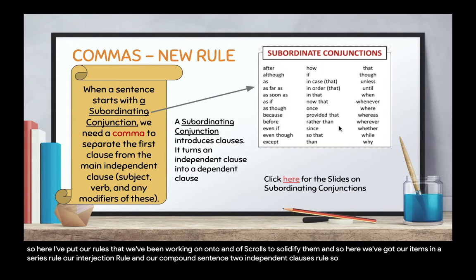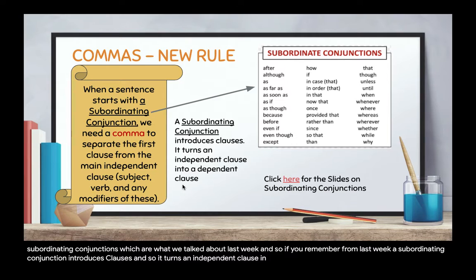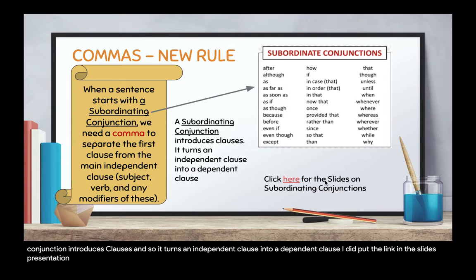So now our new rule is about subordinating conjunctions, which are what we talked about last week. And so if you remember from last week, a subordinating conjunction introduces clauses, and so it turns an independent clause into a dependent clause. I did put the link in the slides presentation if you're needing a review about subordinating conjunctions. But here are a bunch of our subordinating conjunctions.